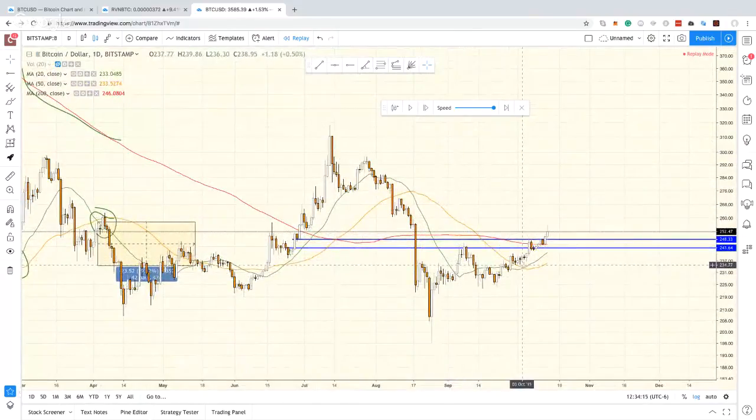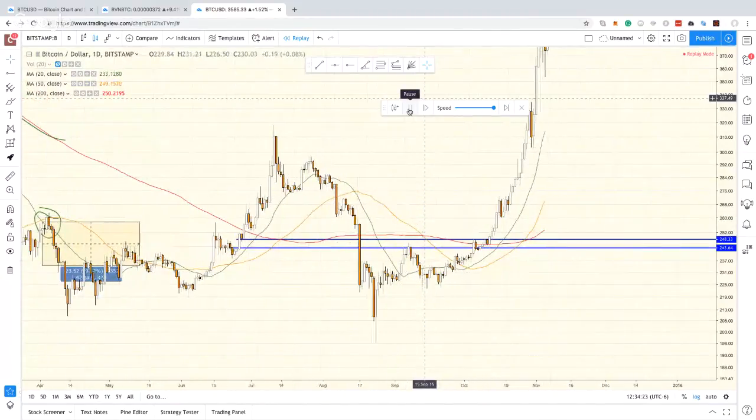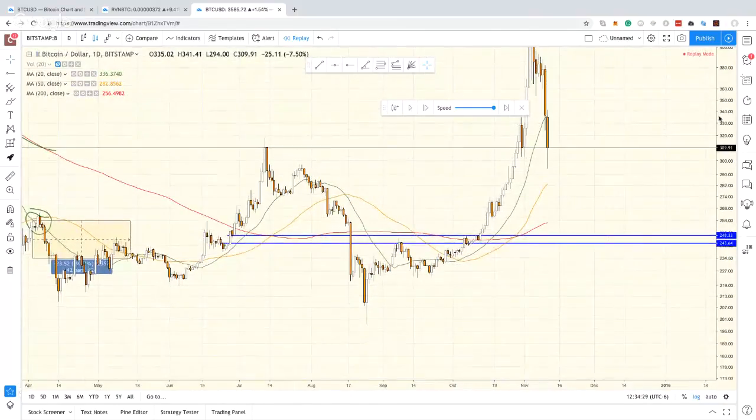So we bought at this price, 243. Then we're just going up. Look how we have these crosses. And you bought around 248 and the price is going down here.